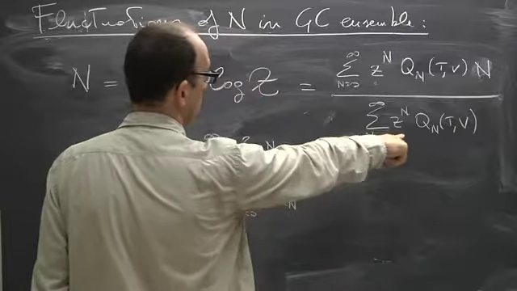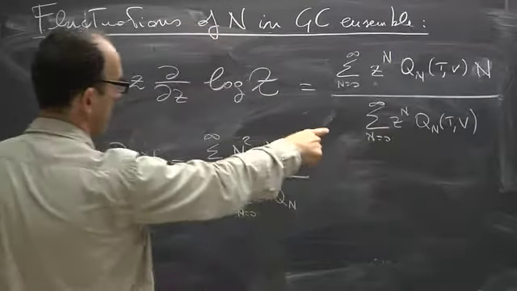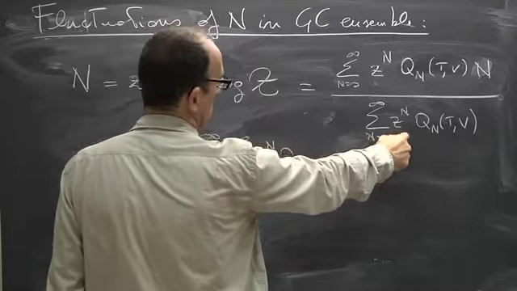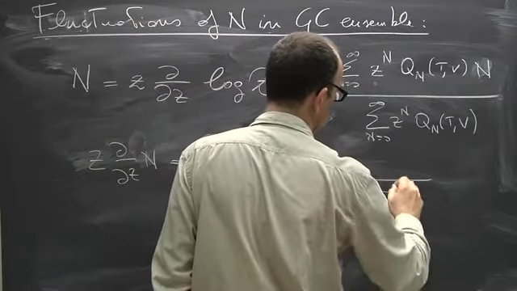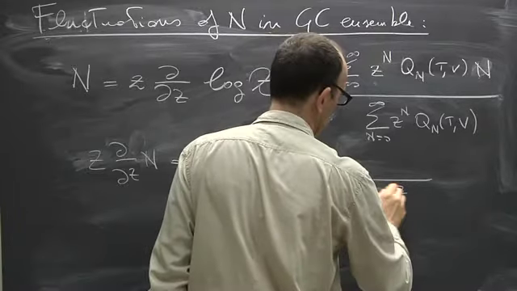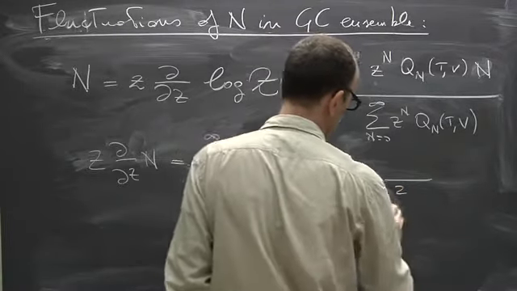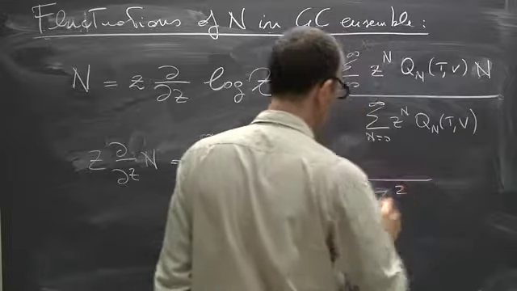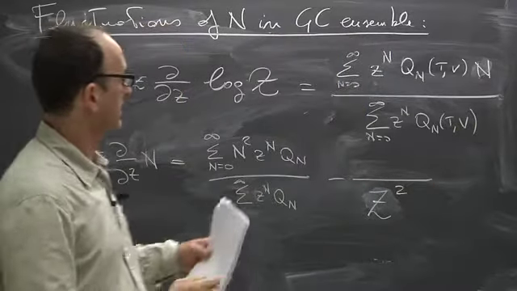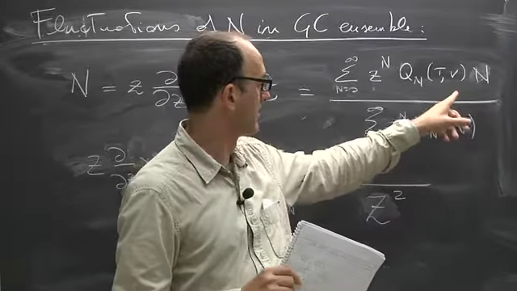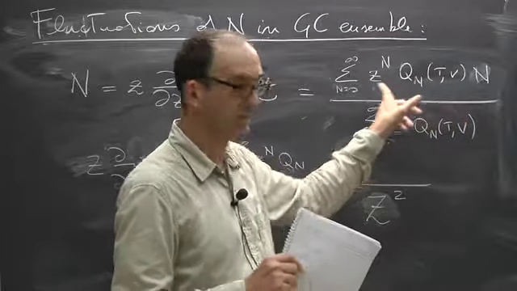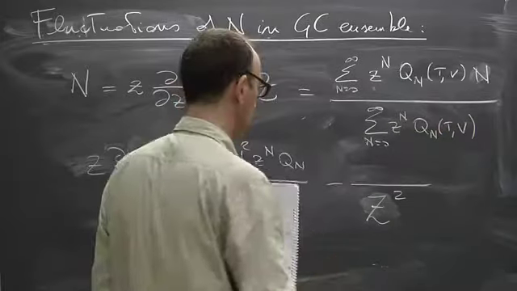And then there is the derivative when you take the derivative down here, and essentially you get minus z squared, so the grand canonical partition function squared, times this times the derivative of this, which is essentially this object squared. Okay.